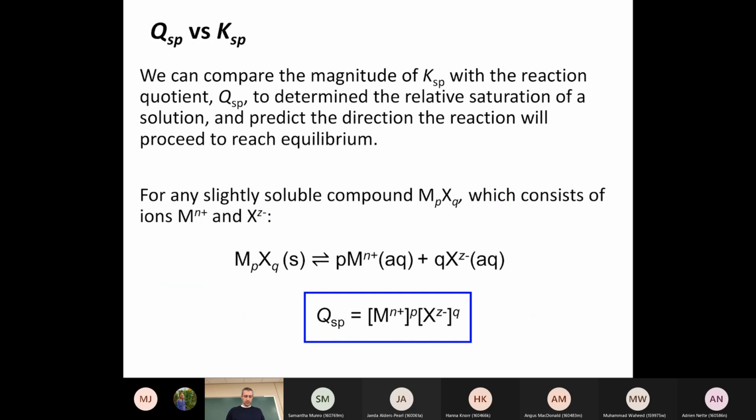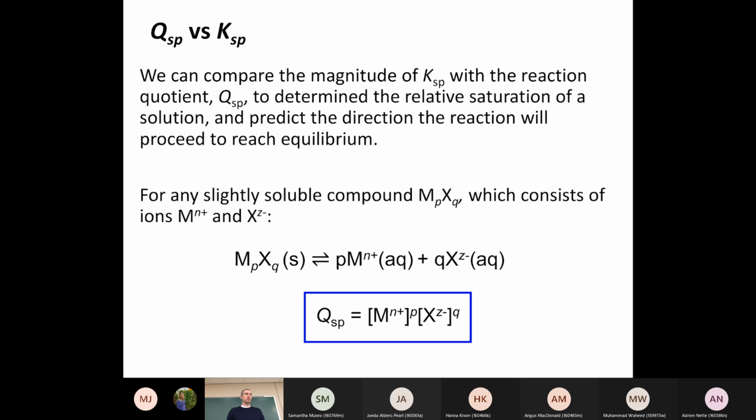QSP versus KSP. QSP here has the exact same meaning when we talked about Q earlier in the unit. Q just means if you're not at equilibrium, or not necessarily at equilibrium, whatever concentrations that you have, you can stick them into the equilibrium expression and get a number. And that number will be the same as K if you're at equilibrium. If you're larger than K, you're past the equilibrium and you need to shift to the left. And if you're smaller than K, you need to shift to the right to reach equilibrium.